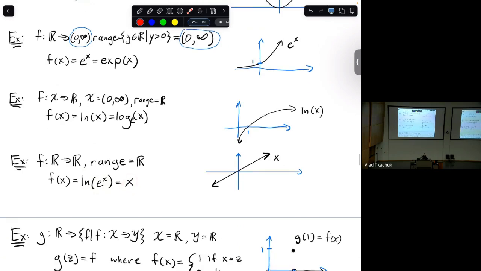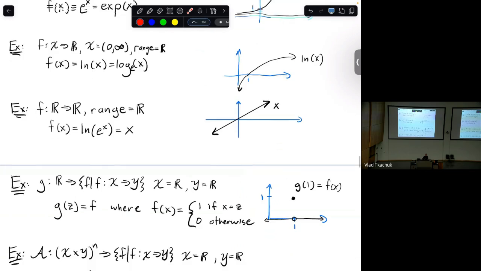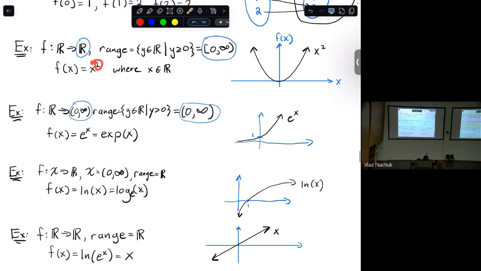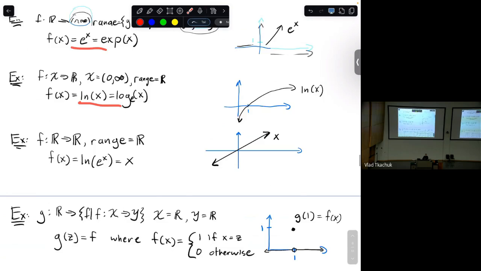Okay. These are probably the only functions you're really going to need to know. You're going to need to know the polynomials. So we saw x squared. You can raise it to the power of 3, 4, 5. And you should know the logarithm and the exponential functions.